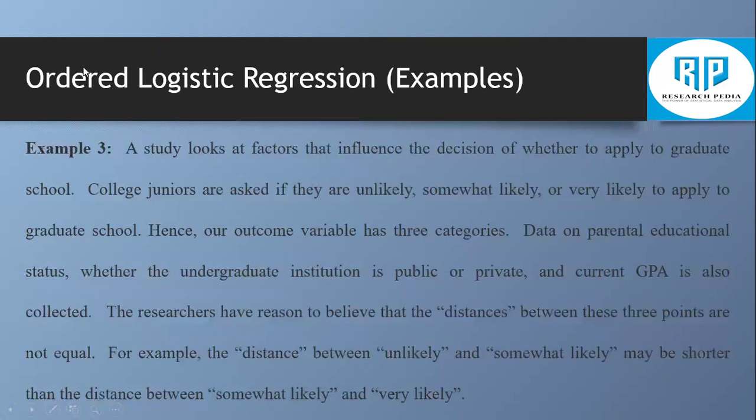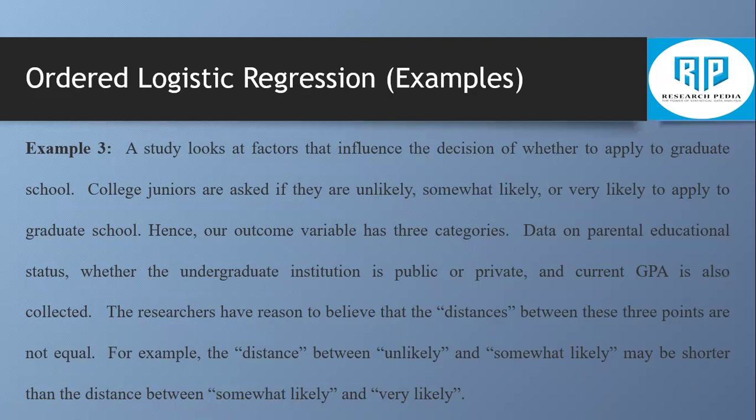That is why we are going to use the ordered logistic regression. Hence our outcome variable has three categories. Data on parental education status, whether the undergraduate institution is public or private, and current GPA is also collected. So these are your independent variables. The researcher has reason to believe that the distance between these three points is not equal. For example, the distance between unlikely and somewhat likely may be shorter than the distance between somewhat likely and very likely. So the distance between these scales is not equal. It is assumed here.